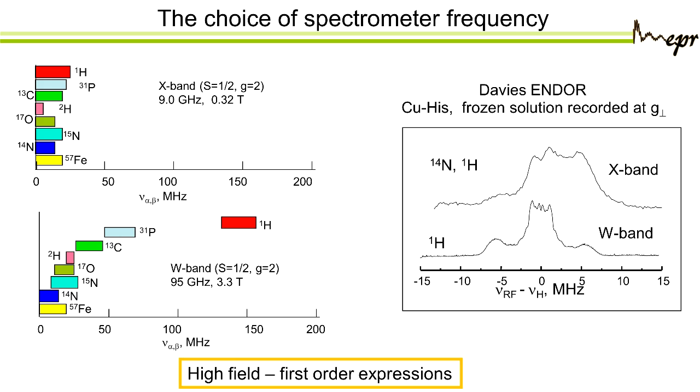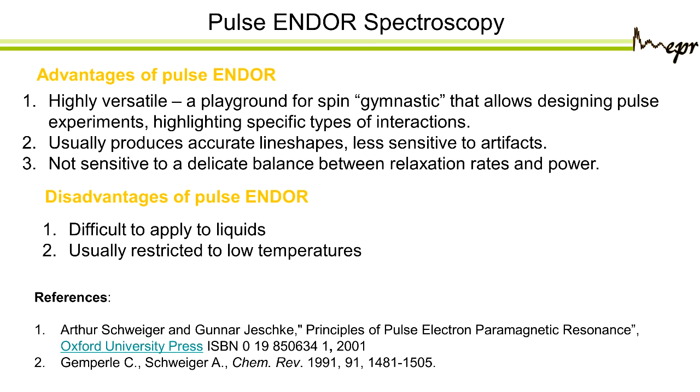Okay, so now we talked last time about CW ENDOR, and what we will do today is pulse ENDOR. So what are the advantages of pulse ENDOR? With pulse ENDOR, just like pulse EPR, you can start playing with the pulses. You can manipulate your spins. You can use different sequences. So there's a lot of room to maybe resolve spectra or to go to 2D, etc.